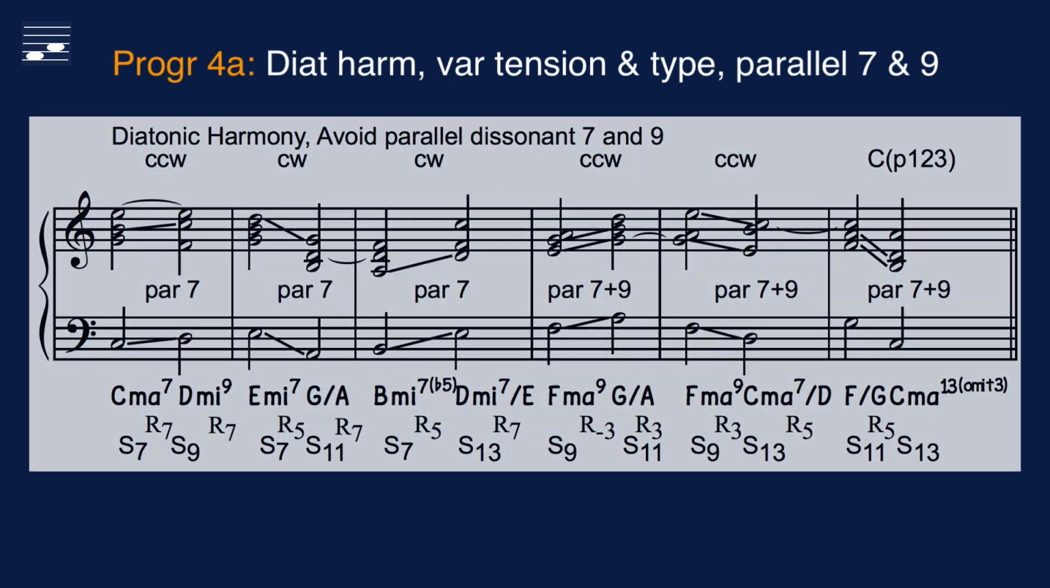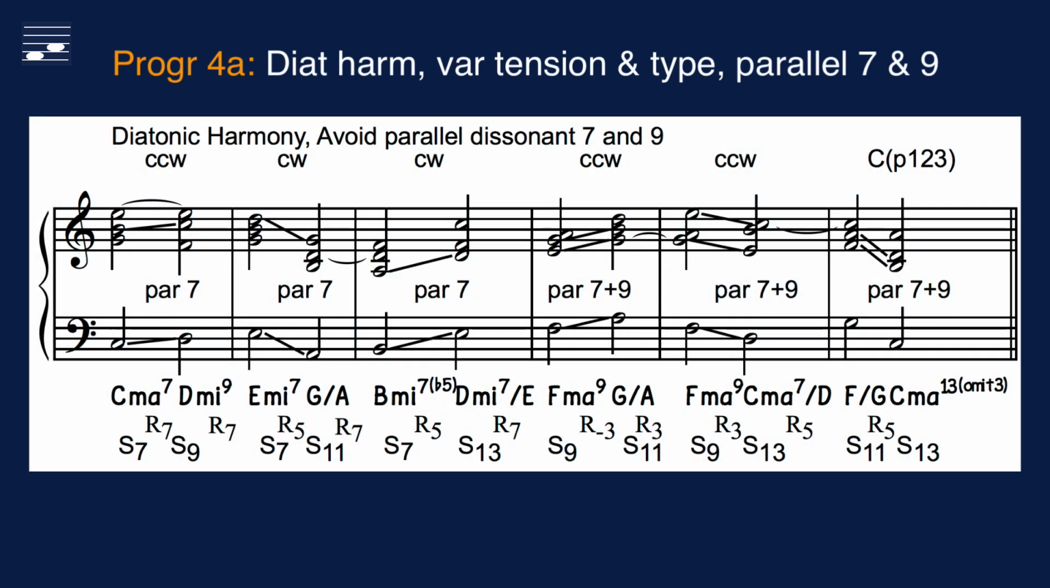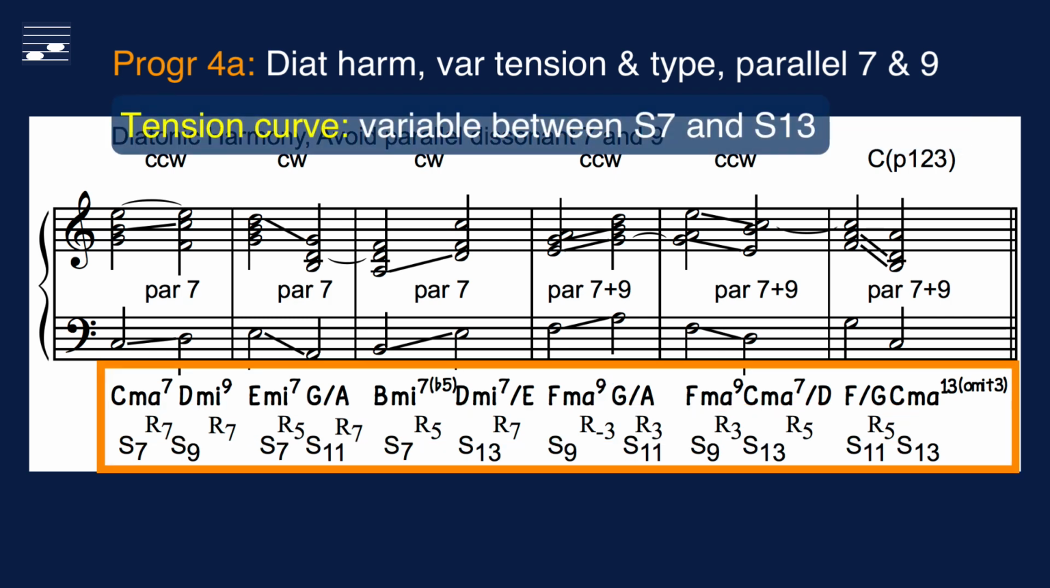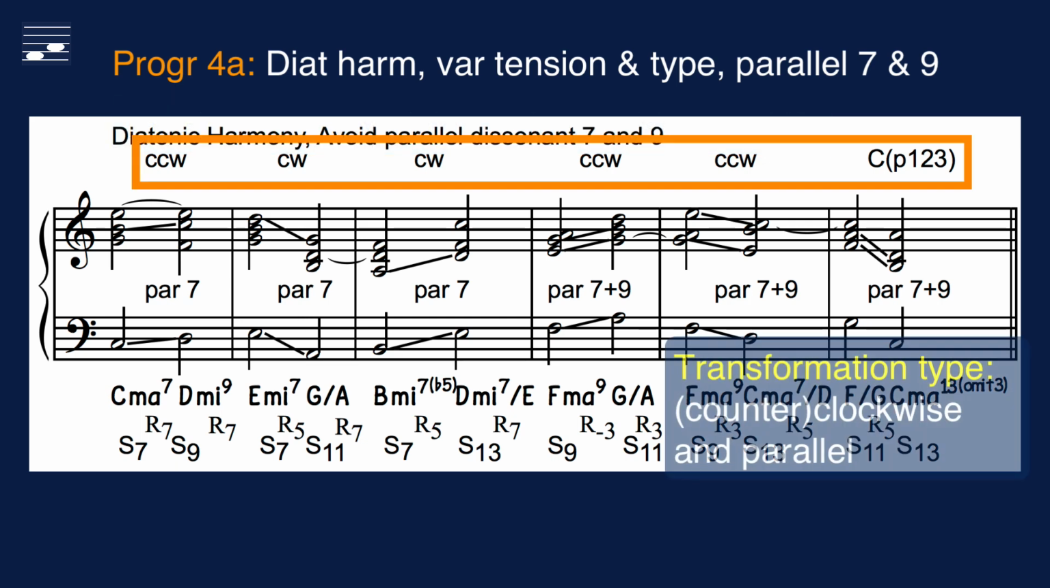In progression 4, I want to demonstrate another voice leading aspect when writing hybrid harmony in the diatonic system of harmony. Our example is in C major, opens and closes on the tonic degree, and there's a strong 2-5-1 closing cadence. Root cycles are positive, with one exception in the middle. We use a variable tension between 7th chords and S13. Transformation types are shown at the top.